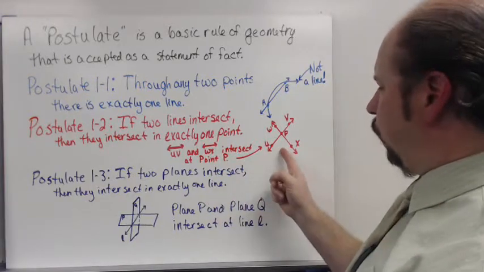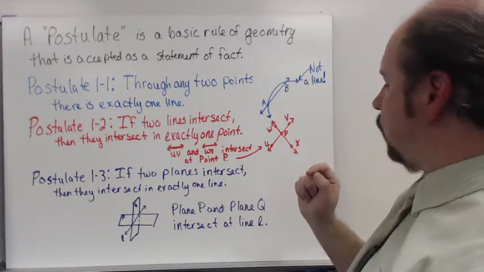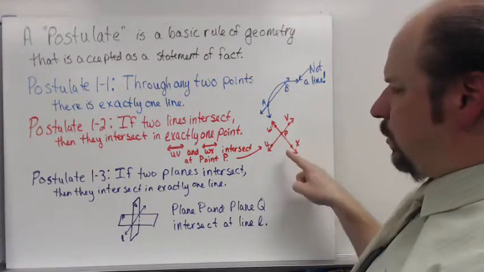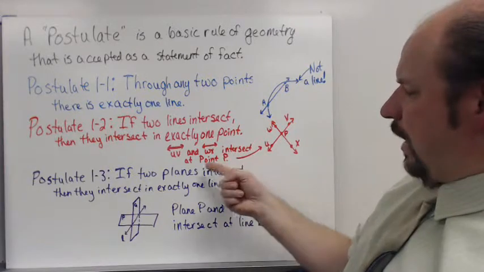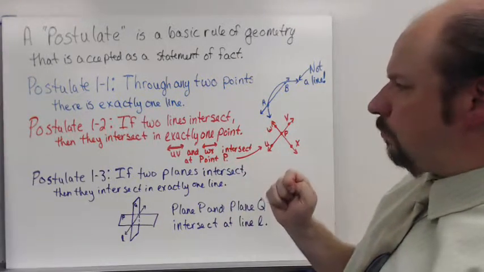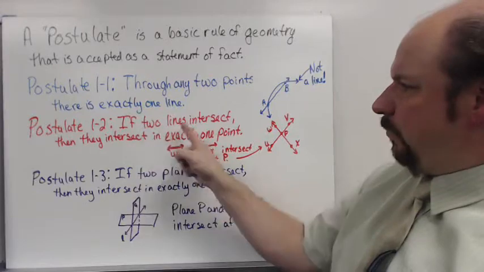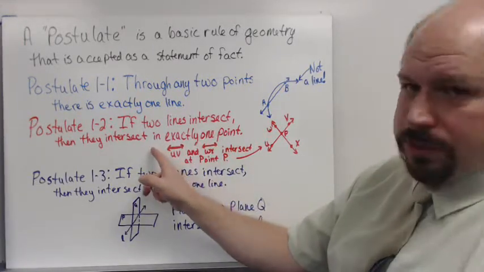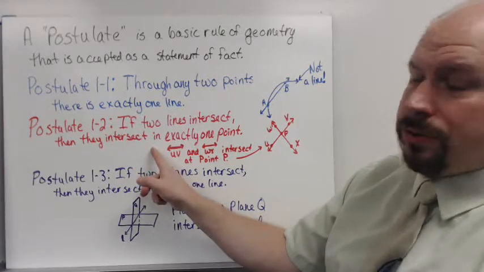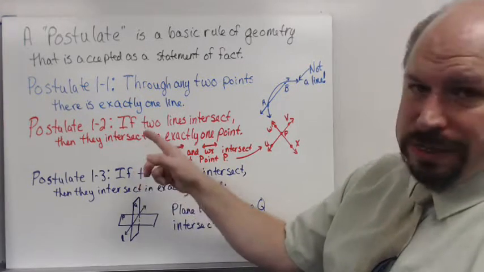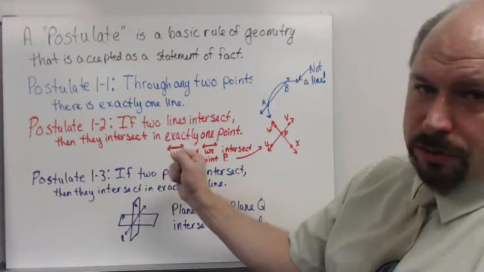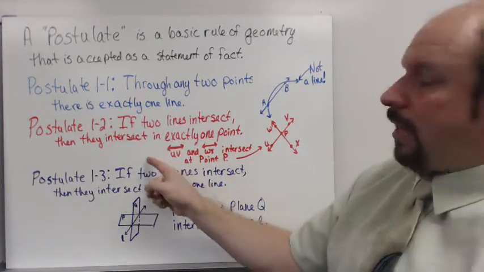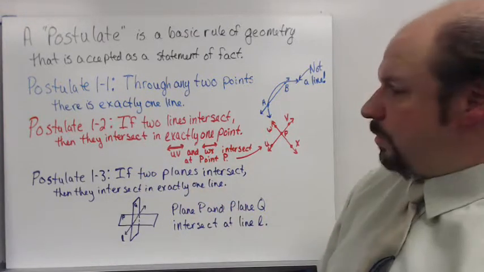Okay, postulate 1-2 says, if 2 lines intersect, then they intersect in exactly 1 point. So I have a picture over here of 2 lines that happen to intersect, line UV and line WX, and they intersect at point P. Notice it says if the lines intersect, they intersect at 1 point, because 2 lines might not intersect, for example if they are parallel.